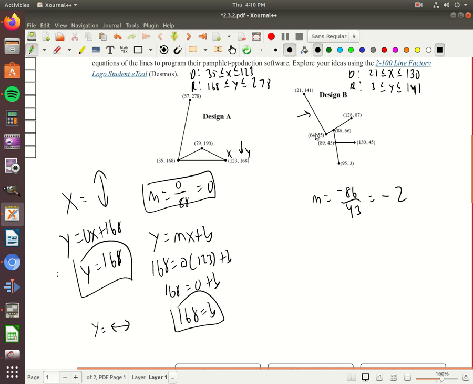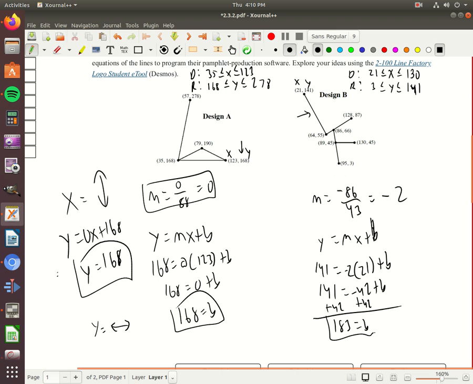Again, it doesn't matter which point I pick. I'll make this my x and my y, again, because I just don't think people would pick the bigger number. So I will plug in 141 for my y. I will plug in negative 2 for my m and 21 for my x, plus b is my unknown, equals negative 42 plus b. I'll add 42 to both sides. I get 183 equals b. So the equation of this line is y equals negative 2x plus 183.